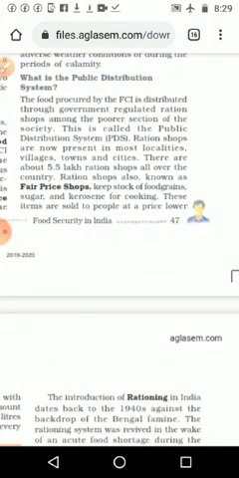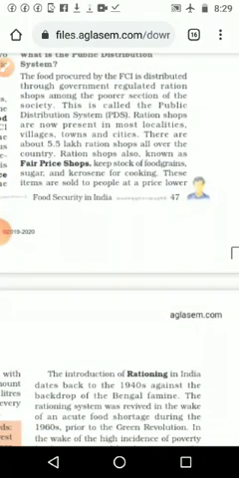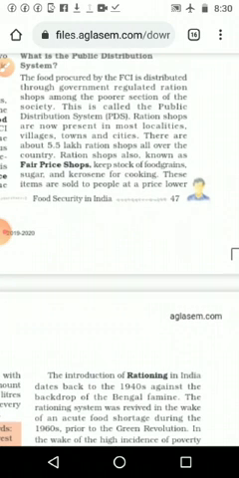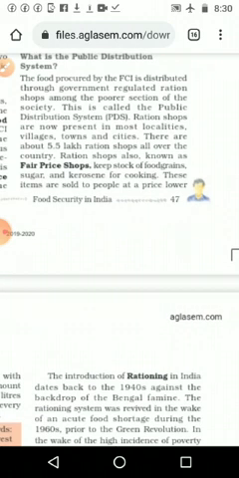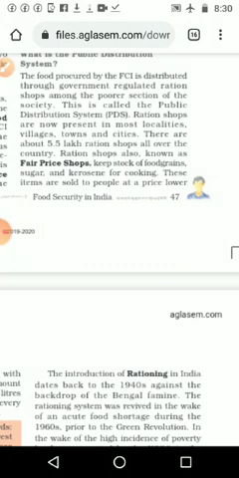The next is, what is the public distribution system? After collection of this buffer stock, with the help of PDS, the government is distributing food items to the people. The food produced by FCI is distributed through government regulated ration shops, please underline, among the poorer sections of the society. This is called the public distribution system or PDS. So with the help of ration shops, that is government authorized or regulated shops, the government is distributing the food grains that they collected under the heading of buffer stock, with the help of the Food Corporation of India.